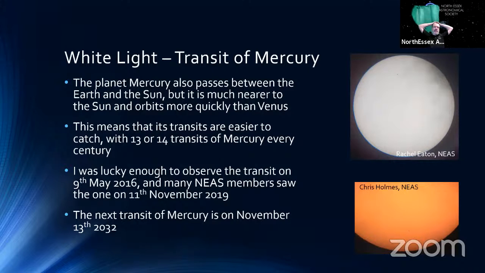I saw one on the 9th of May 2016. I know many of the members of NEAS saw one at Great Notley. I think it was not Great Notley, it was near there, on the 11th of November 2019. The next transit of Mercury is the 13th of November 2032. It's a little way off, but not impossible to think about. The only thing, as I say, if you look at these photos that some of the members have seen, Mercury is very, very small. It's a small planet and it's quite a long way away. So you definitely need binoculars or a telescope with a safe sun filter to see it, not visible with the naked eye.